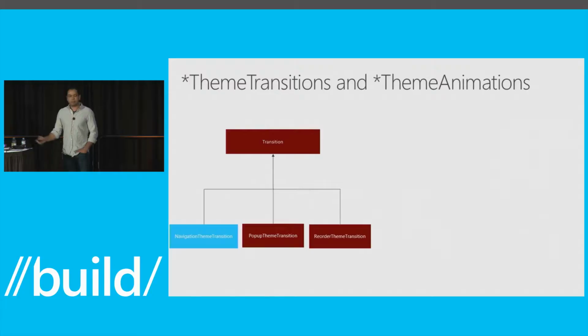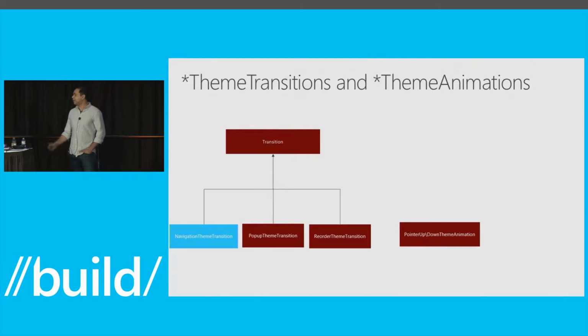So theme animations are slightly different from theme transitions. These transitions here that we just talked about, these are all automatically triggered by the system. You don't have to trigger them from your application code based on an event. So when you do a navigation, the navigation theme transition will automatically kick into play. An example of the theme animation is the pointer up and down theme animation. Again, this API exists both on Windows 8.1 and Windows Phone.